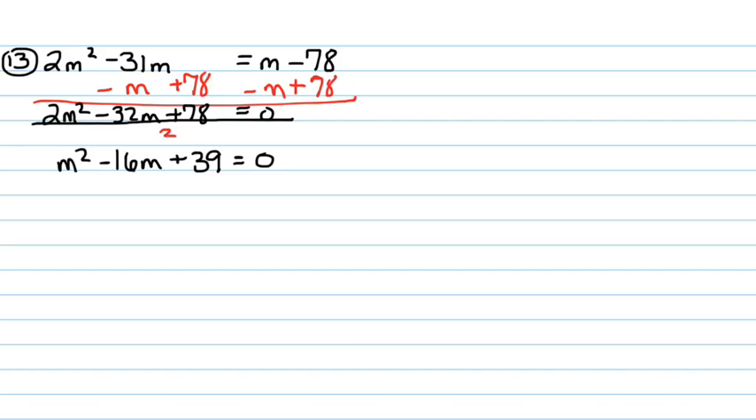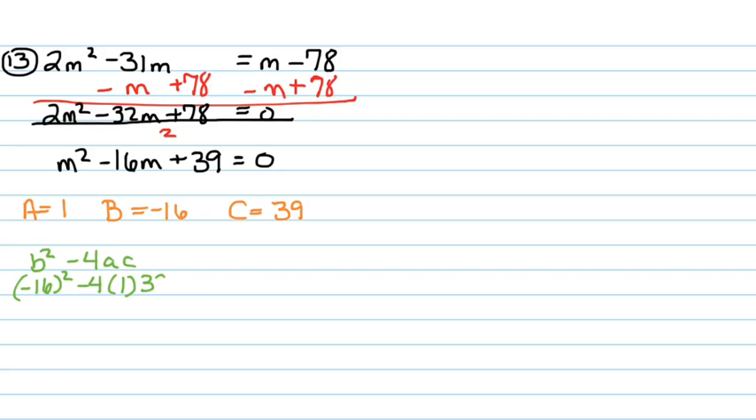And so I need to identify my ABC. A is what's in front of your squared term. So A is equal to 1. B is equal to a negative 16. C is equal to a positive 39. Go into my discriminant formula, b squared minus 4ac. So I'm going to do negative 16 squared minus 4 times 1 times 39.